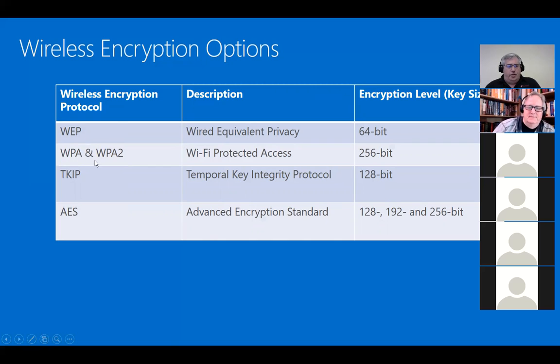Then they came out with WPA and WPA2. WPA2 is kind of what most people use nowadays. You get 256-bit encryption on it. TKIP and AES are two different encryption schemes that you can use within WPA and WPA2. It's like double encrypted.